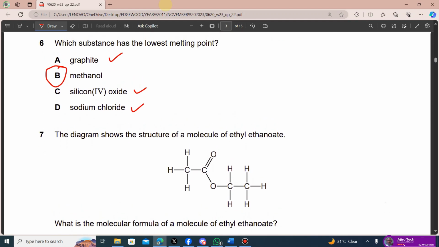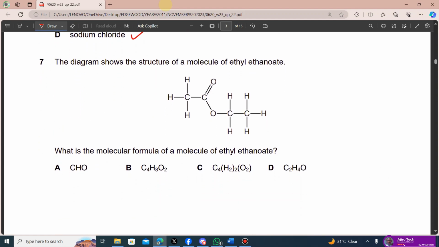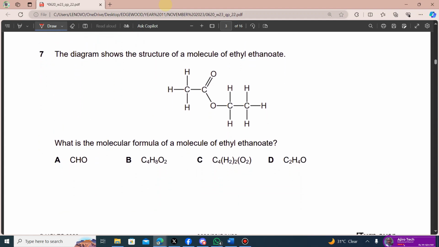So we go to question 7. The diagram shows the structure of a molecule of ethyl ethanoate. I have to get the molecular formula. Now, the molecular formula is the number of atoms of each element in the molecule of that compound. What you need to do is to count the number of atoms that are involved. So we have carbon here. How many carbons? 1, 2, 3, 4. 4 carbons. How many hydrogens? 1, 2, 3, 4, 5, 6, 7, 8. 8 hydrogens and just 2 oxygens. So that's option B as the answer to that.